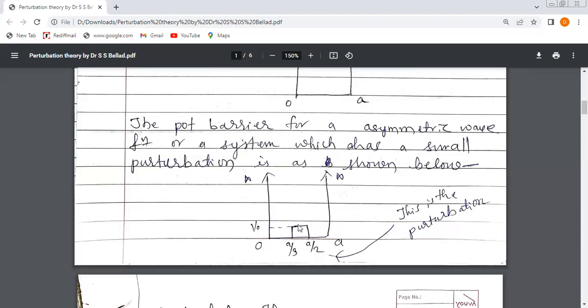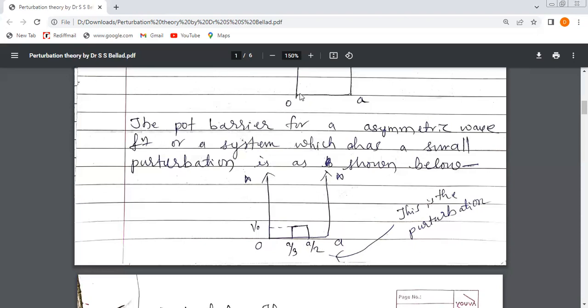So this rise in potential in the middle of this potential barrier is referred to as the perturbation. That means when you are in this range of the A value, the potential energy of the system changes. So we say that the perturbation exists in the system.